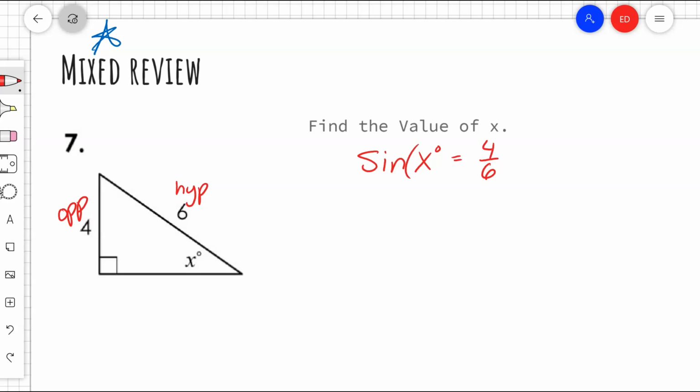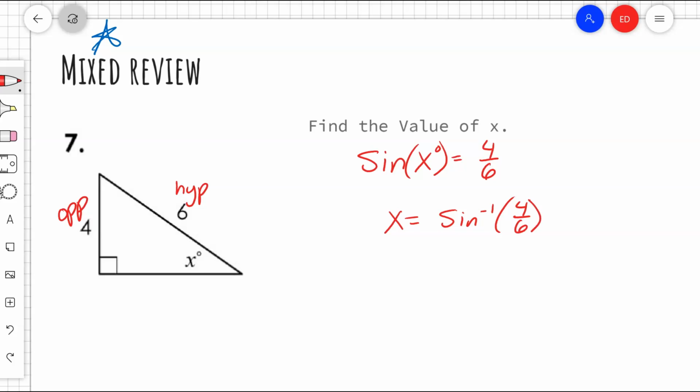Next step, because we're looking for an angle, and we need to get rid of this sine on this side of the equation. Whatever we do to one side, we must do to the other. We're going to inverse sine in order to get it to the other side of the equation. So this is going to end up just equaling x equals sine inverse 4 divided by 6.